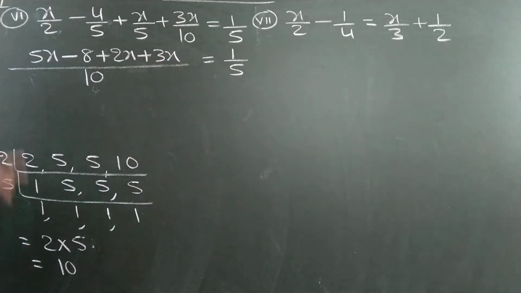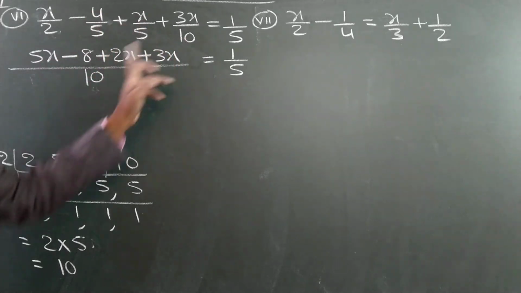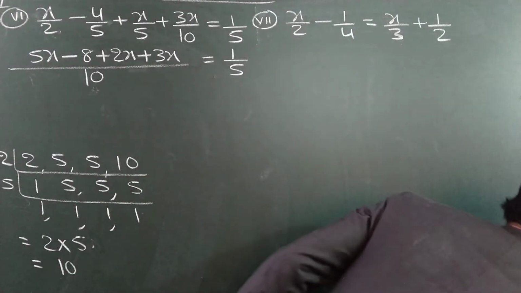See here. 2 5 times, 5 into x, 5x. 5 2 times, 2 4s are 8. 5 2 times, 2 into x, 2x. 10 one time, 3x. Do the simplification.